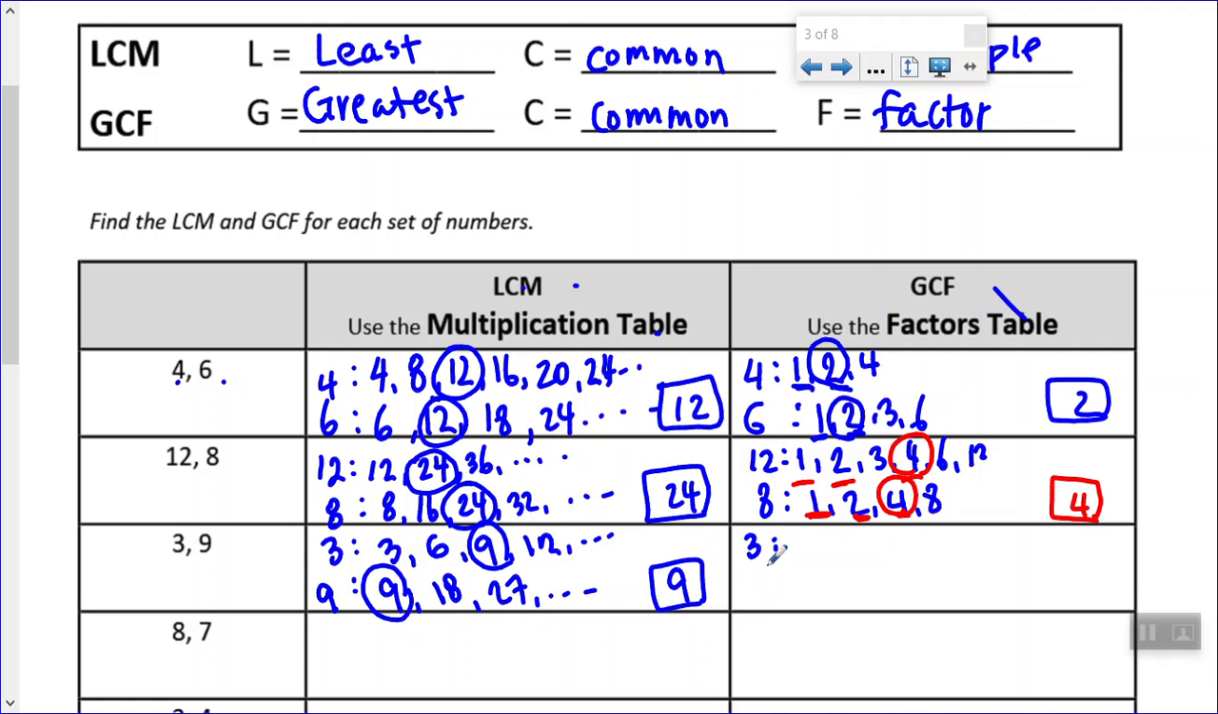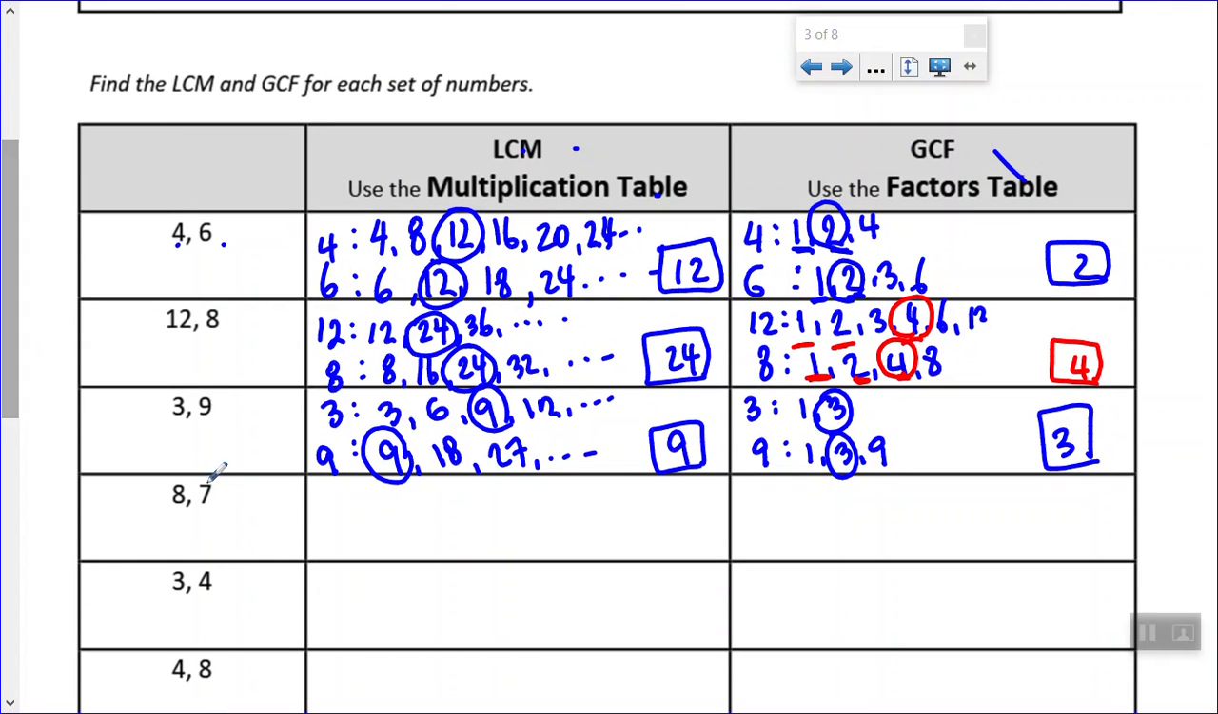And what are the factors of 3 and 9? We know that 3 is a prime number. It has only 2 factors, 1 and 3. For 9, you have 1, 3, 9. So what is the GCF? 3 is the GCF.